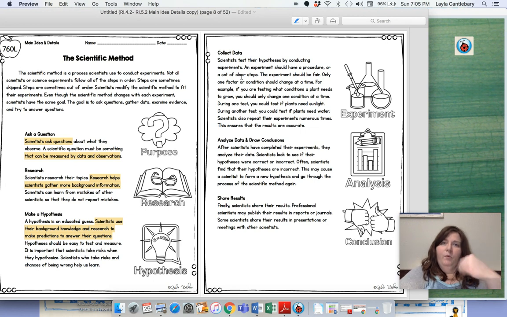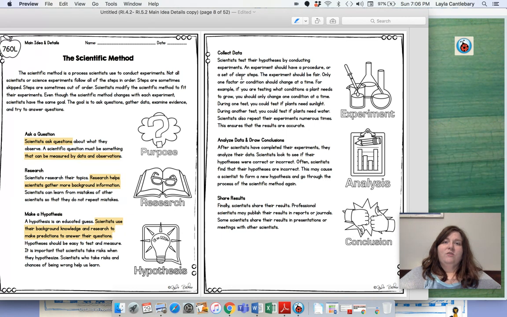Collect data. While we're reading, you think about what you think is the most important piece of this paragraph and then pause it and see if we match, okay? Scientists test their hypotheses by conducting experiments. An experiment should have a procedure or a set of clear steps. The experiment should be fair. Only one factor or condition should change at a time. For example, if you are testing what conditions a plant needs to grow, you should only change one condition at a time. During one test, you could test if a plant needs sunlight. During another test, you could test if plants need water. Scientists also repeat their experiments numerous times.